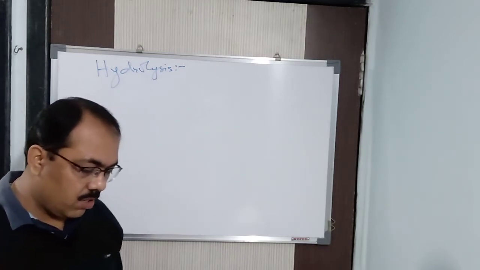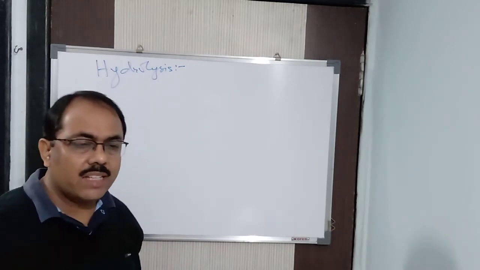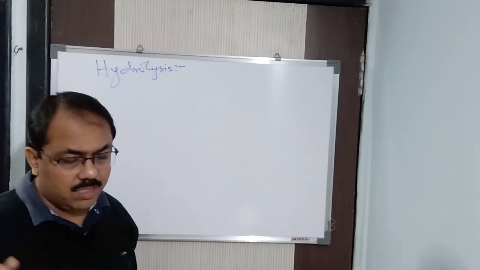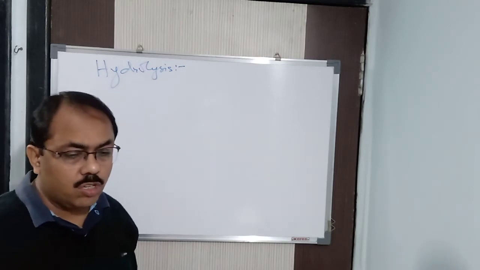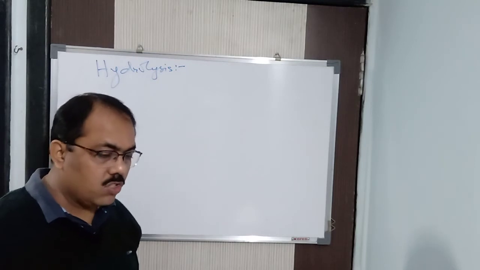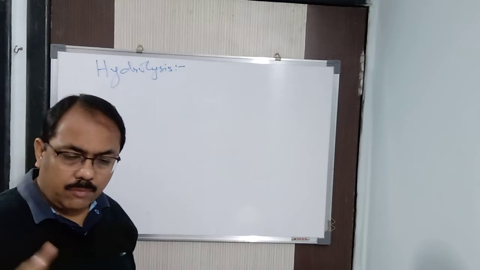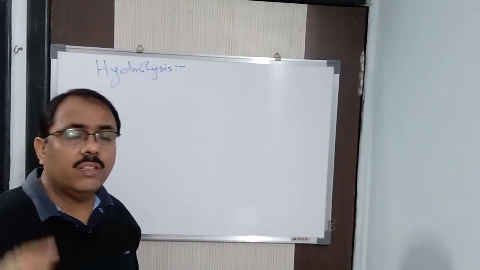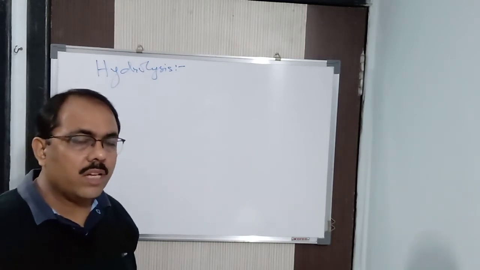Similarly, we can have the salt of a weak acid and strong base. Weak acids can be carbonic acid, acetic acid, formic acid. And strong bases are NaOH, KOH. So we can have sodium acetate, sodium formate, potassium carbonate. They are salts of a weak acid and strong base. This category undergoes hydrolysis.